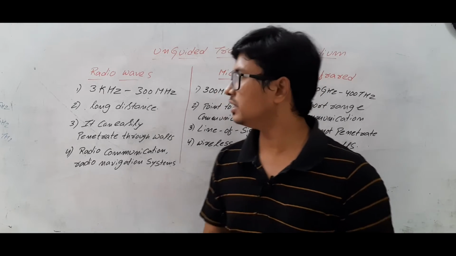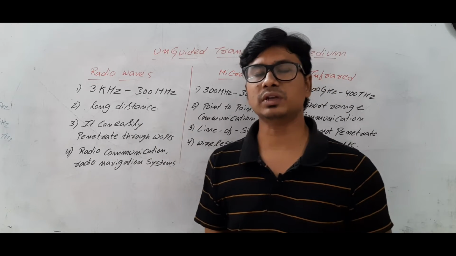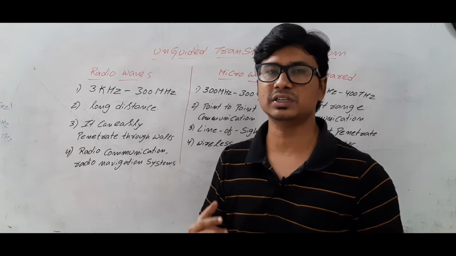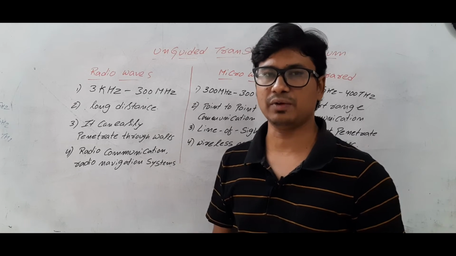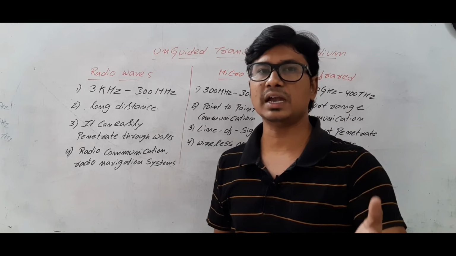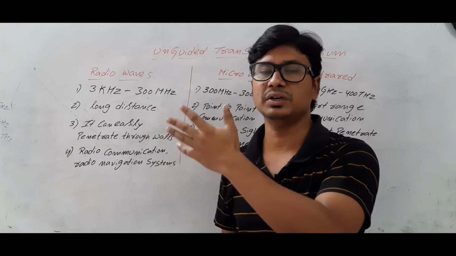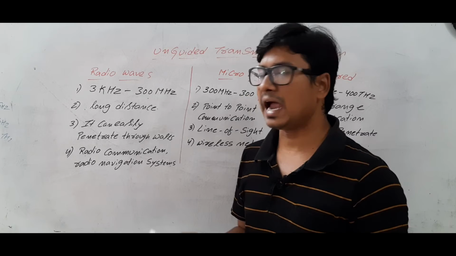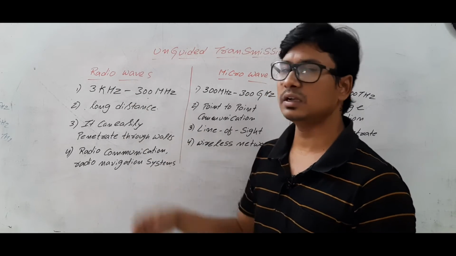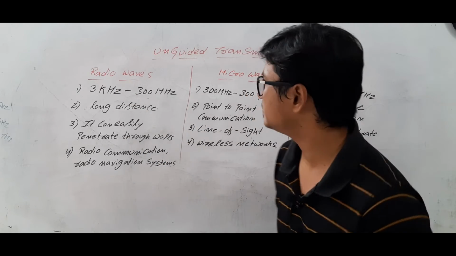Now, in radio waves, if I want to transfer data from the source to the destination, the source should have an antenna and the receiver should also have an antenna. From the source antenna, the data is transferred and the receiver antenna receives it. So antennas are very important in wireless communication.